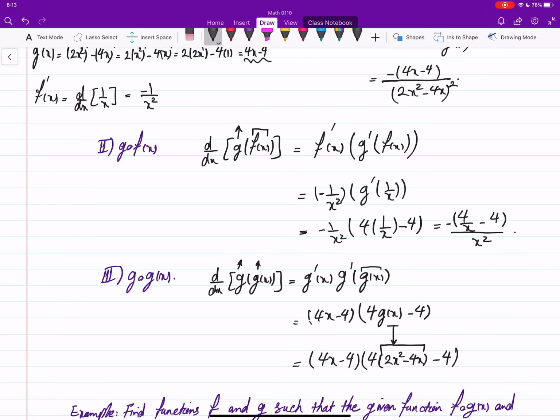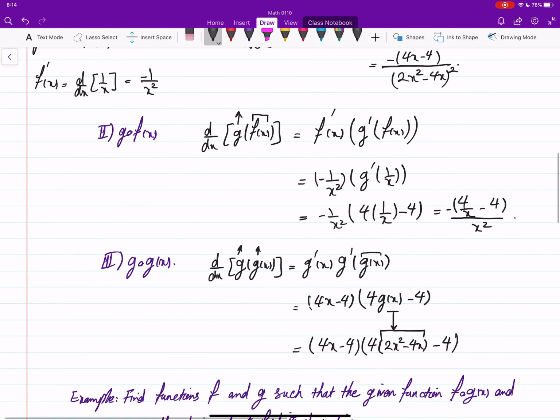You can multiply, you can simplify and get the final result, but the important thing is the chain rule. Derivative of inner one times derivative of outer evaluated at inner one. That's what we have.